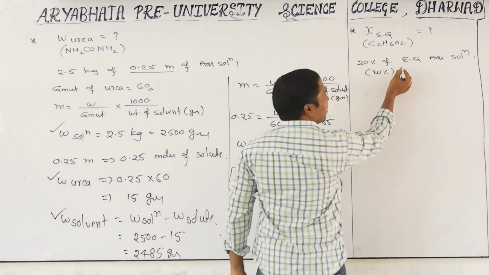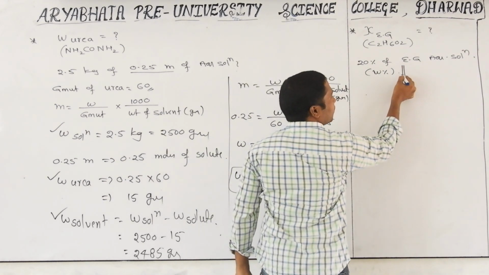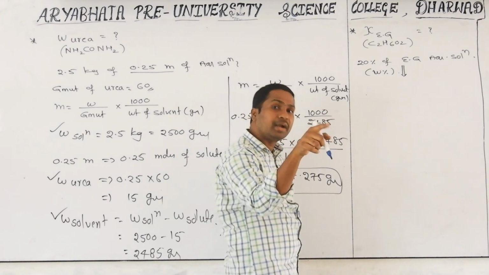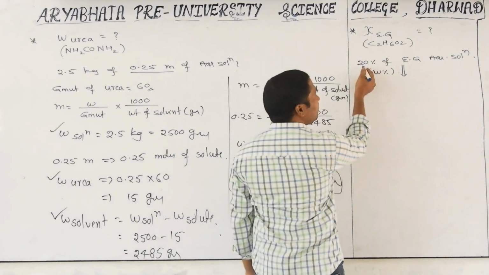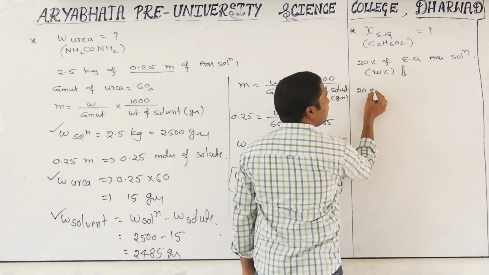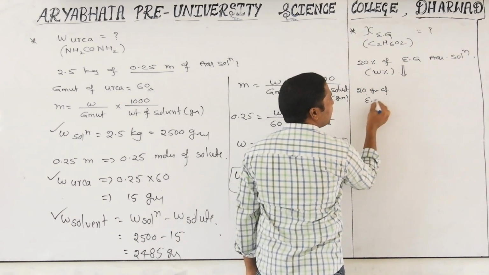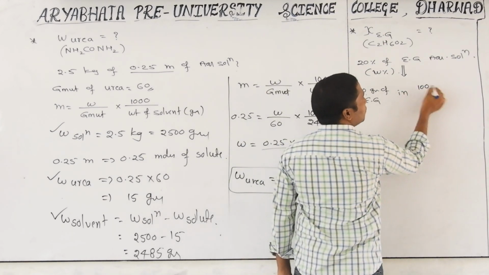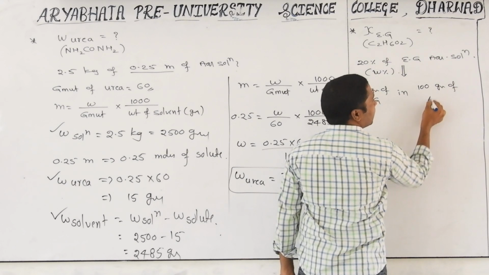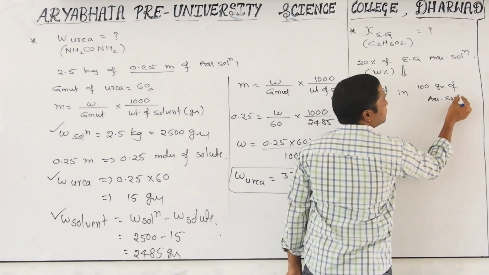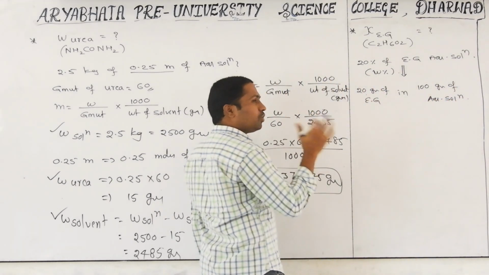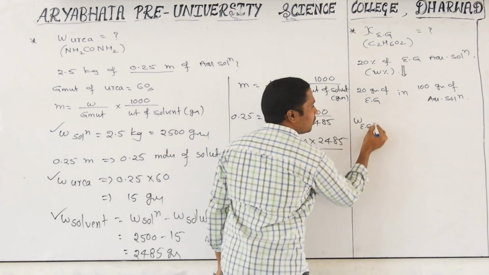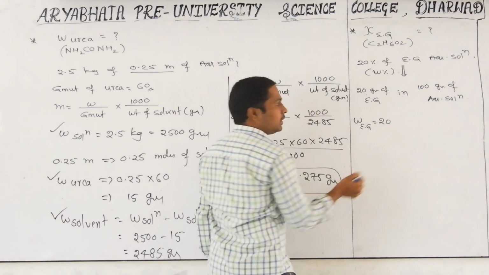Yes, now I will write one statement here from this. What is the definition of the mass percentage? The amount of the solute which is present in 100 grams of the solution. Means what is the meaning of 20%? 20 grams of ethylene glycol present in 100 grams of aqueous solution. Okay, you want everything? Weight of ethylene glycol you want? How much? 20. Let it be.